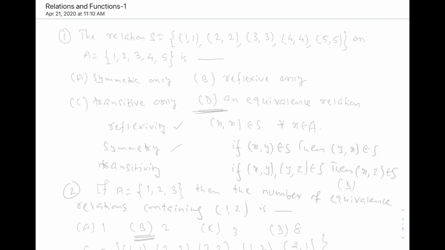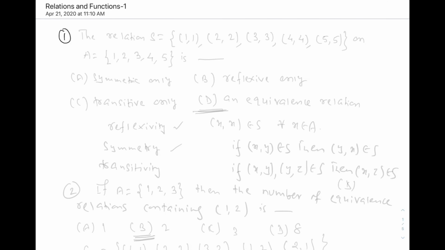Hello friends, let us solve some examples of relations and functions. I would request that you keep the book or the page where you have written the important points of this chapter, so that if it is needed you can see that. Let us begin.